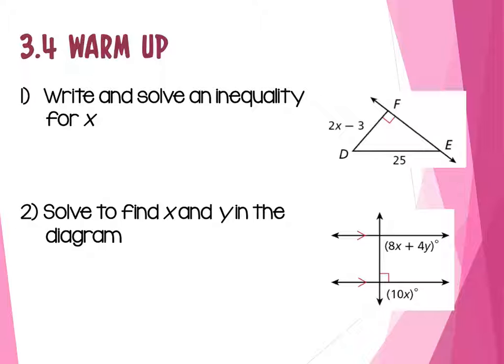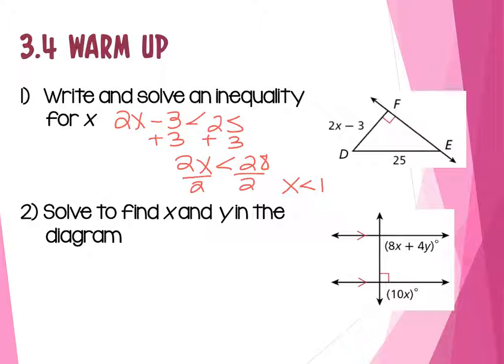What do you know about all the sides of the triangle? Which would be the shortest? DF, right? Because it's a perpendicular segment. Everybody understand that? Yeah? So I know from that DF would be less than DE, or 2x minus 3 would be less than 25. So there's an inequality to solve for x. And then I would add the 3 to the other side. 2x would be less than 28, and then divide by 2. Good. X is less than 14.